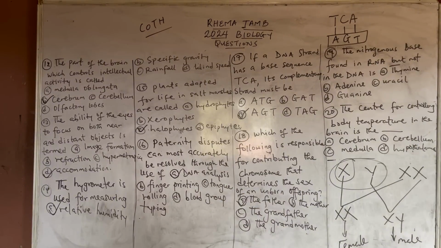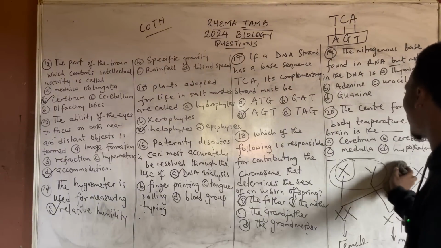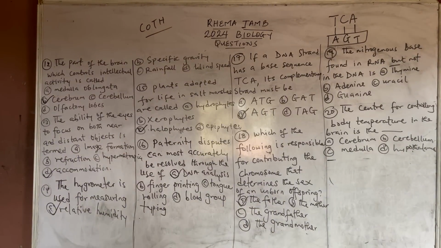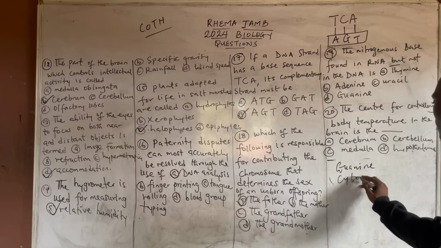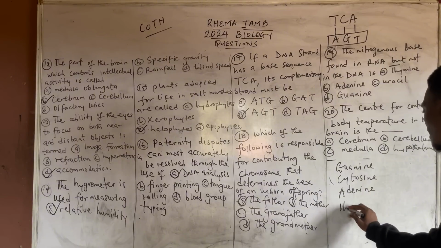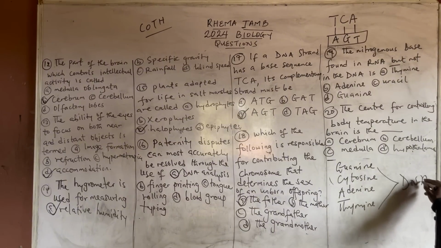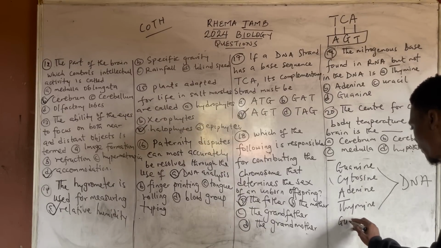Then question 19. The nitrogenous base found in RNA but not in DNA is? The nitrogenous base found in RNA but not in DNA is? Now remember I said the nitrogenous bases in DNA. We have guanine, don't forget, we have cytosine, then we have adenine, that's for DNA, and we have thymine. This is for DNA.